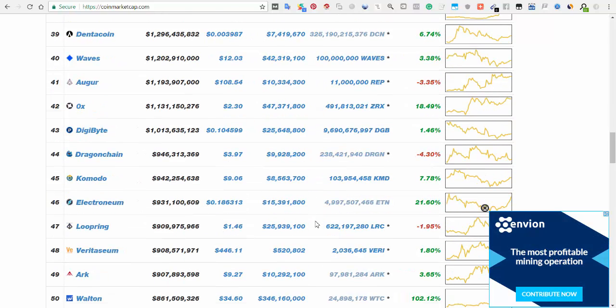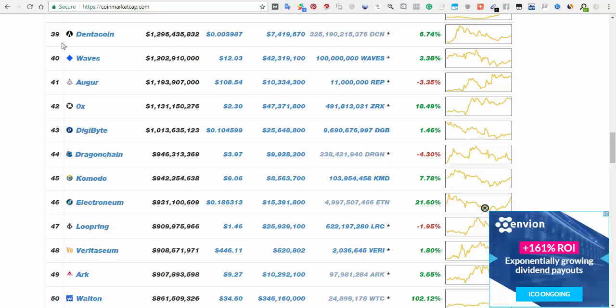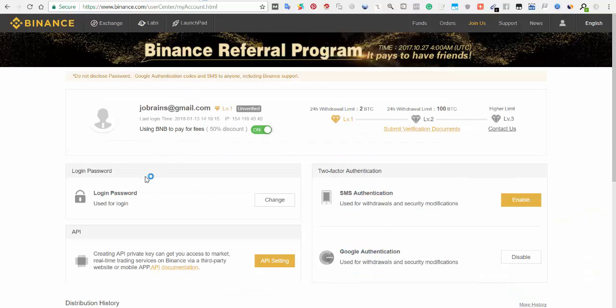In case you don't know what day trading means, it is simply trading daily for profit. Buy and sell crypto coins and make some profit. So the first thing you want to do is get an account with Binance.